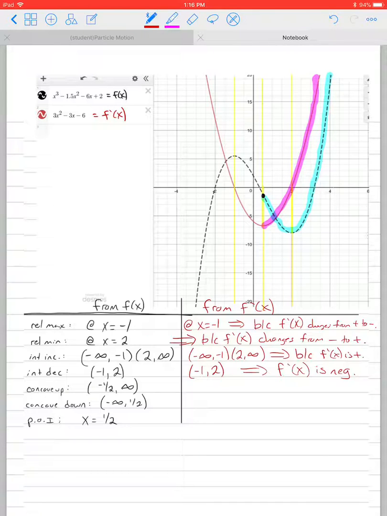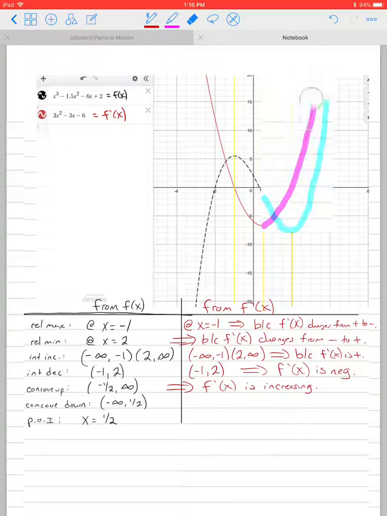Okay, so that's what I'm looking for. So if I'm trying to decide where is my function concave up, what I need to look for is, where is my derivative increasing? So the answer will be the same place, but my justification now is that the derivative is increasing on those domains. The definition of concave up is that the fact that the derivative is increasing, period.